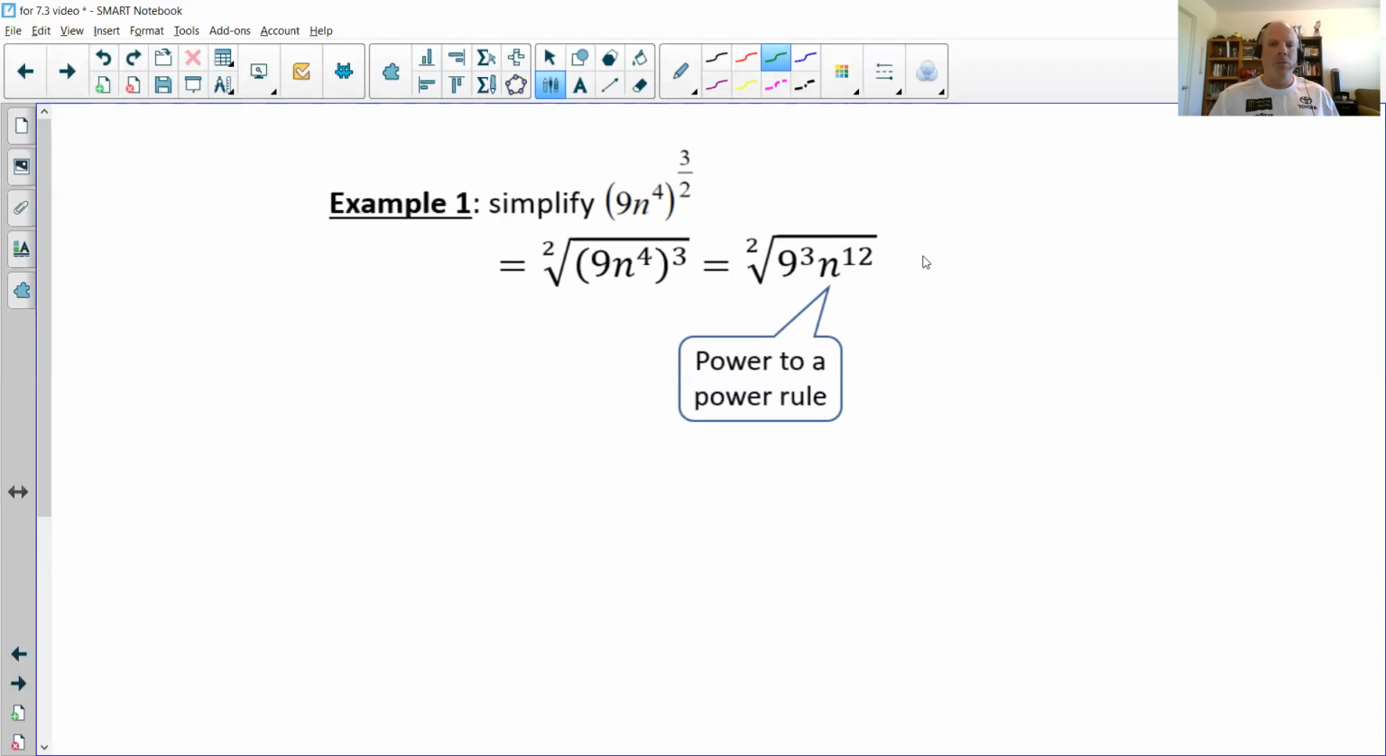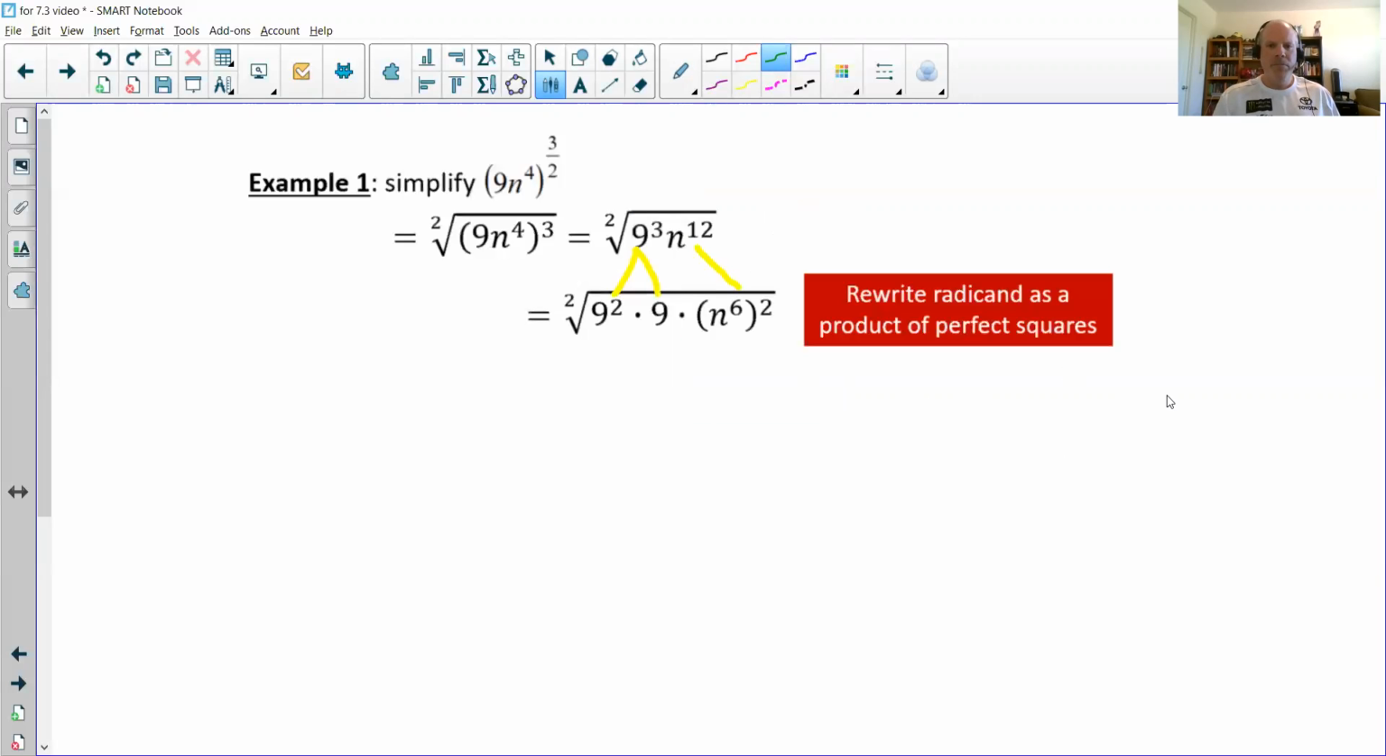Next, I will simplify the radicand by extracting perfect squares from it. Since we're taking a square root, I'm looking for a square hiding within 9 cubed. Well, 9 cubed is the same as 9 squared times 9. N to the 12th becomes n to the 6th squared. Now I have two perfect squares that can be extracted from the radical.